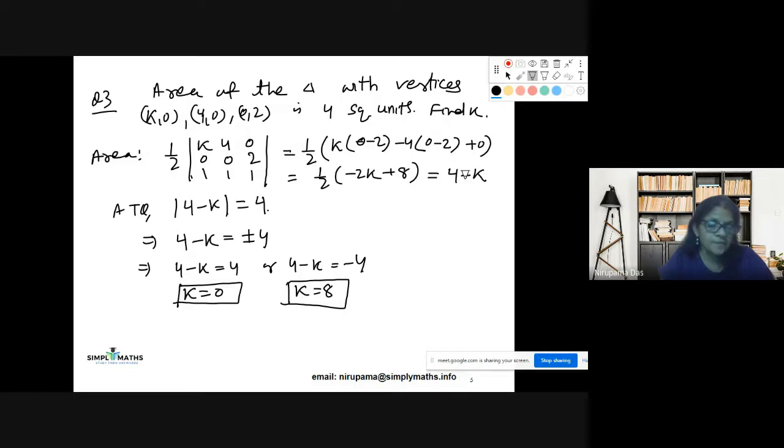Getting the equation of the line, and the first question, getting the area of the triangle with vertices given. Also, if you have to prove the given points are collinear, you have to show the area of the triangle whose vertices are given should be 0. So I think 4.3 is over now.